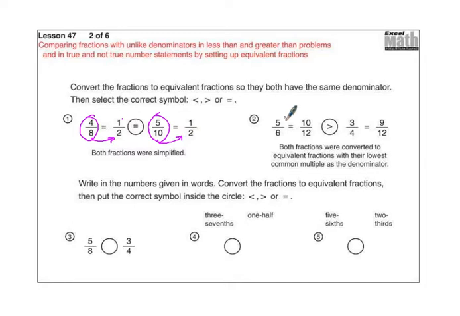Here's another fraction comparison problem, 5/6 and 3/4. Well, 6 and 4, the common denominator is 12. 4 doesn't go into 6. 12, yes, 4 goes into 12. So the 12 is used as the same denominator. 6 times 2 is 12. 5 times 2 is 10. 4 times 3 is 12. 3 times 3 is 9. Now I can compare the 10 and the 9, and the 10 is bigger.